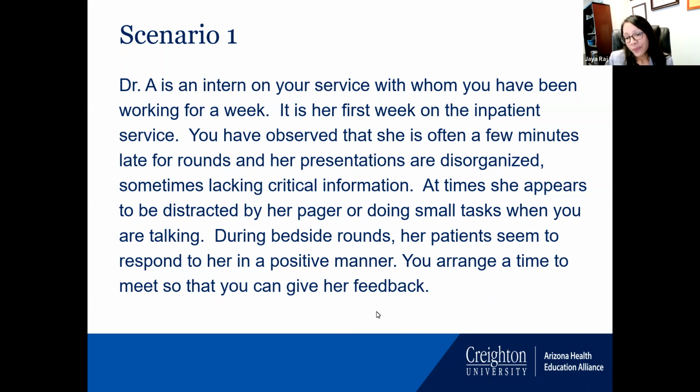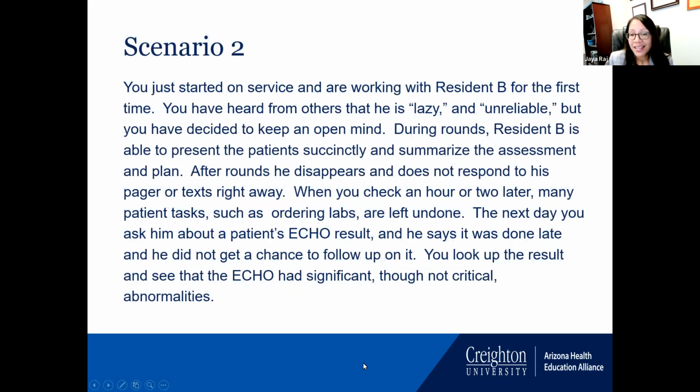Again, you can use either model. I really like ask, tell, ask, just because I like to hear everything that they have to say right up front and then respond to it. But you can use either, as long as you're starting with their self-assessment and then ending with asking them what they want to do. All right, let's go to the next scenario.